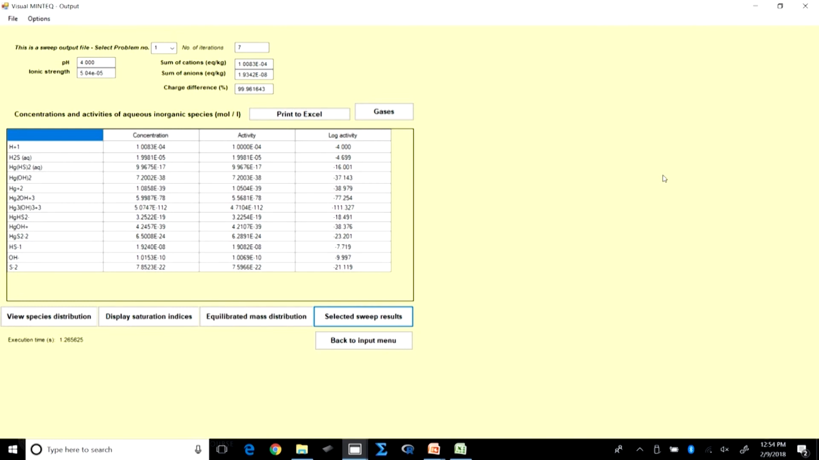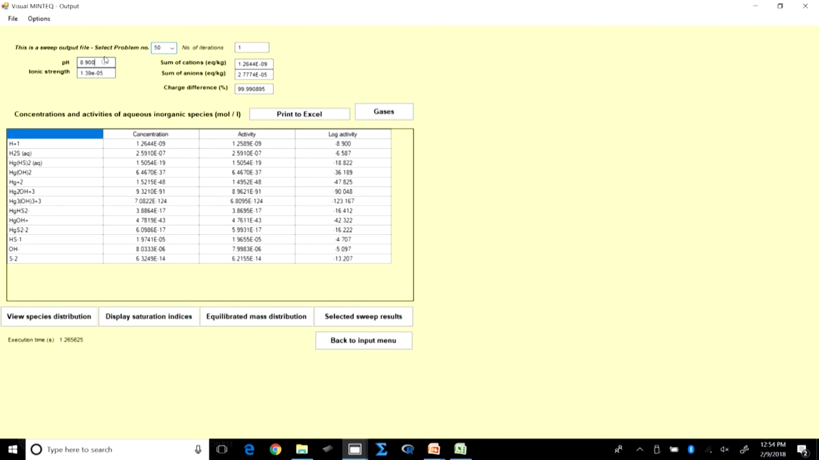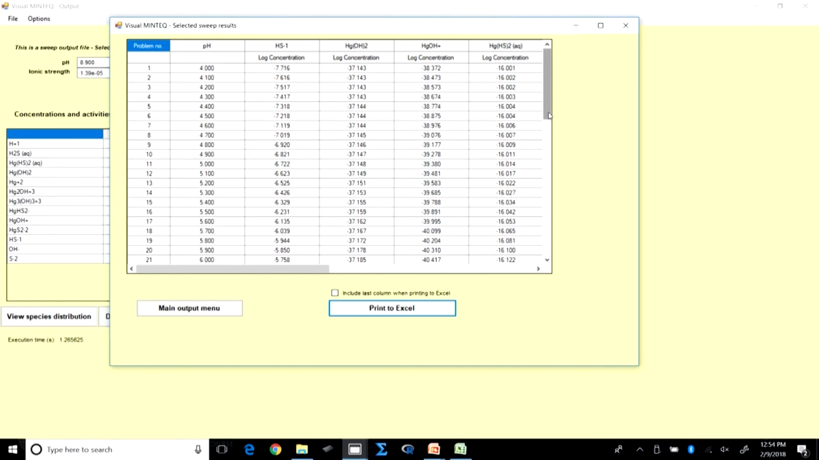So we just have the results here for different iterations. So 1, 2, 61, let's say. I'll randomly choose 50. That's for pH 8.9. Again, the relevant results, right? Obviously, I want to look at the holistic picture. So I'm going to say, look at selected sweep results, right? The selected sweep results are out here, from pH 4 at 4.1, 4.2, so on up to 10, and the relevant concentrations of the species that we requested.